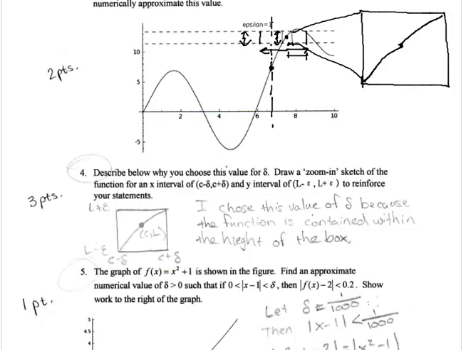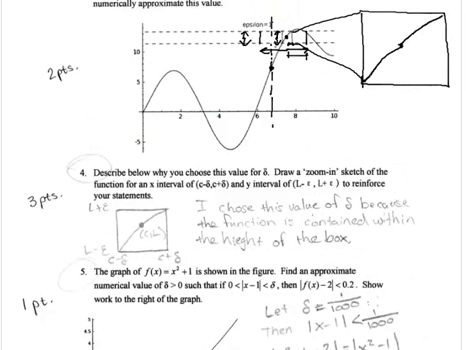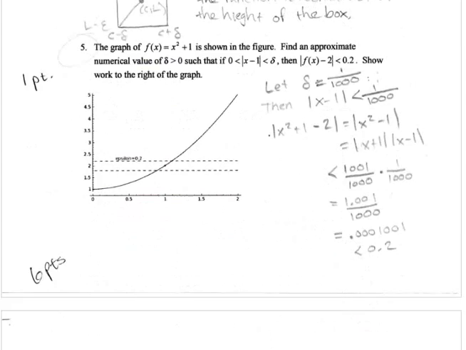So describe below how you would choose a value for delta. Draw a zoom-in sketch of the function on the x interval of c minus delta to c plus delta and the y interval of L minus epsilon to L plus epsilon to reinforce your statement. So I said I choose this value of delta because the function is contained within the height of the box. Right? That means that every value of the function is either greater than L minus epsilon or less than L plus epsilon. And that's part of the criterion for delta epsilon proofs.